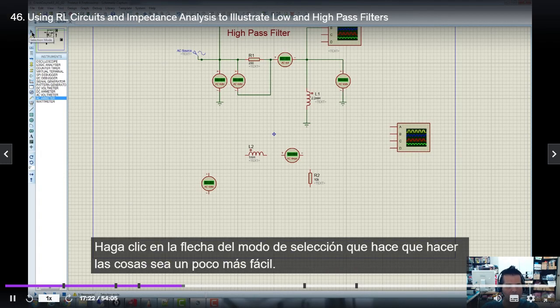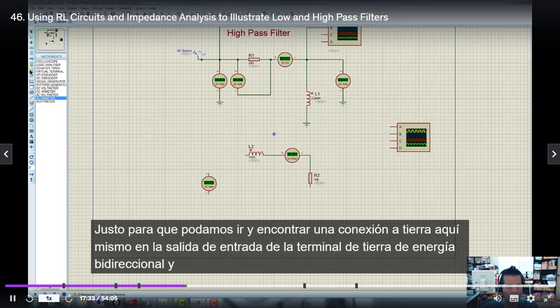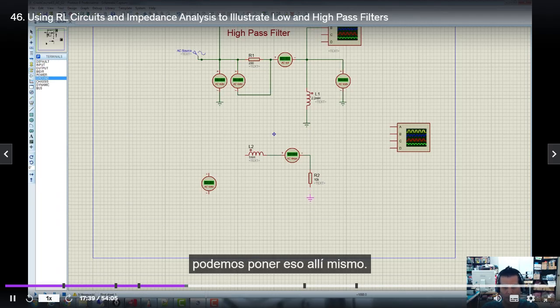So I'm going to click the selection mode arrow, which just makes doing things a little bit easier. I'm going to go like that. I'm going to go like that. And I need a ground, all right? So we could go and find a ground right here in terminals, input, output, bidirectional power ground. And we can put that right there.